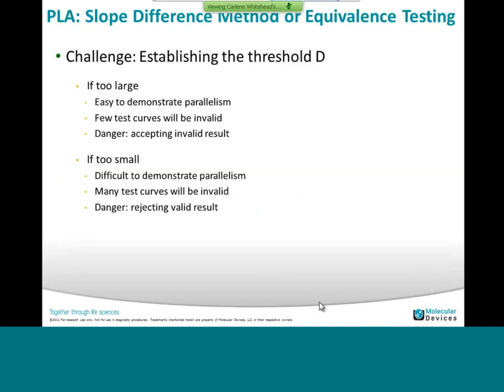So this method can be challenging in establishing the threshold D, because if it is too large, then it is easy to demonstrate parallelism. However, few test curves will be invalid, and the danger is that you will accept invalid curves. However, if it is too small, then it will be very difficult to demonstrate parallelism, and many curves will be invalid. So the danger is rejecting valid results. So establishing D is really important.